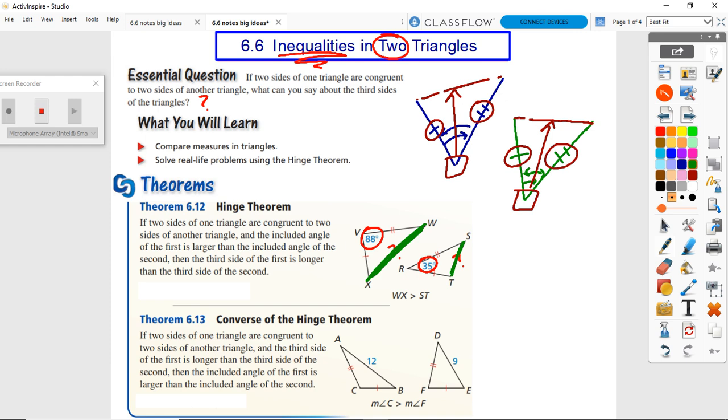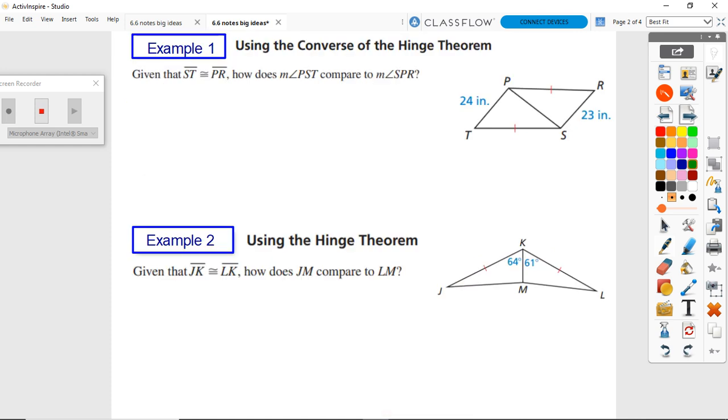The converse is also true. You can work it backwards. If you know two sides of one triangle are matched up with two sides of another, just like this, if you know the third side of each, you can compare it backwards to determine which angle would be greater. Since 12 is bigger than 9 in this example, angle C would be greater than angle F, because the angle that swings open at C is making a 12. The angle that swings open at F is only making a 9. So pretty logical with the hinge theorem and its converse. Now let's see some examples here to make some greater sense of the matter.